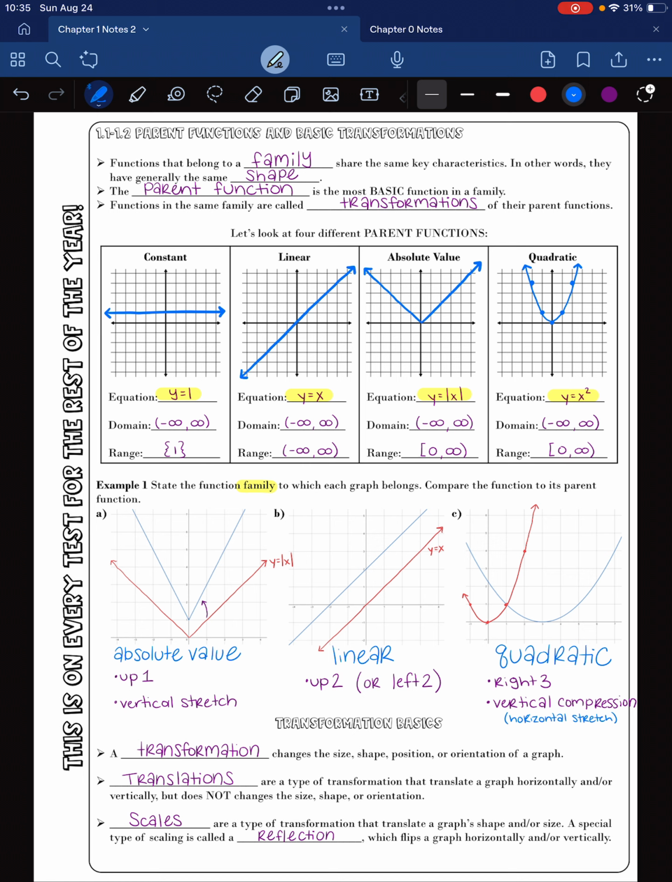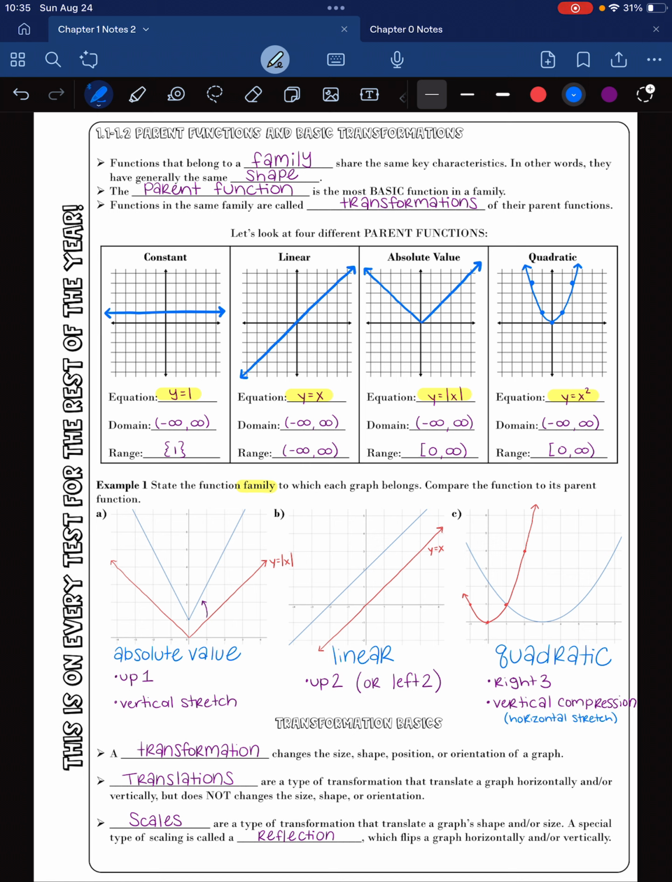Okie dokie, so basic transformation rules, just talking about those changes that we made. Up 1, vertical stretch. Up 2 or left 2, right 3, vertical compression. Okay, putting vocabulary to that. Transformations are what change the size, the shape, the position, or the orientation. Is it an upward U or is it a downward facing U?